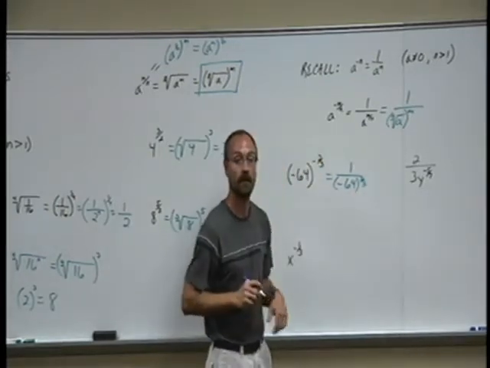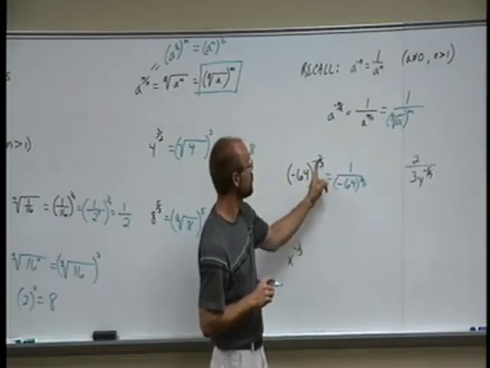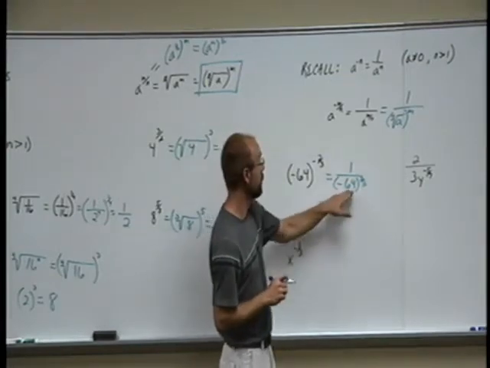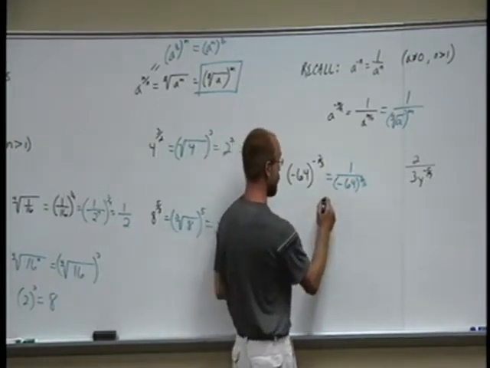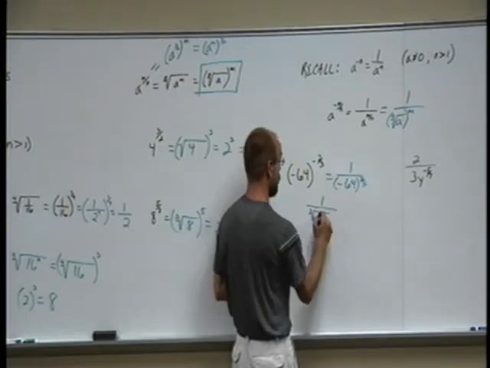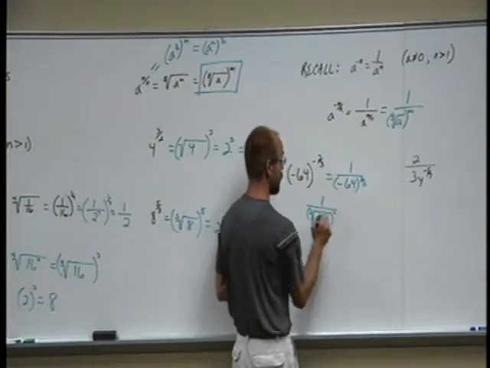Hopefully it's visual in the video here. So we have 1 over that. So we just got rid of that negative. Now we can apply the previous rule here, and we can rewrite this as 1 over the cubed root of negative 64 raised to the second power.